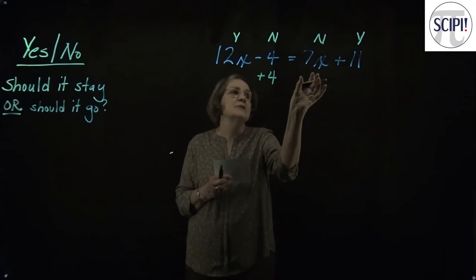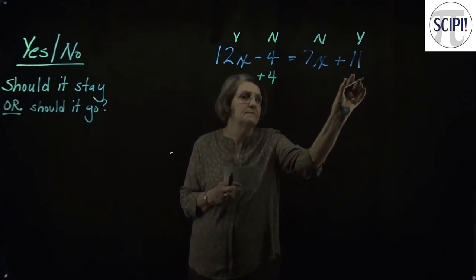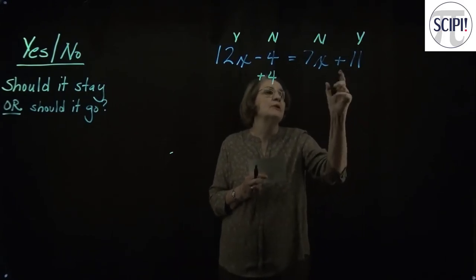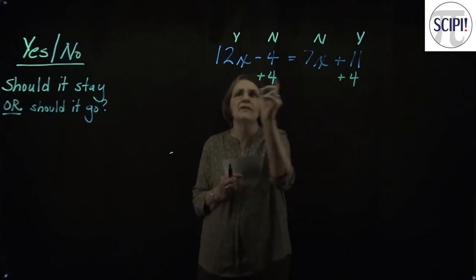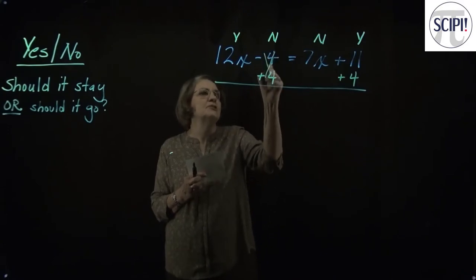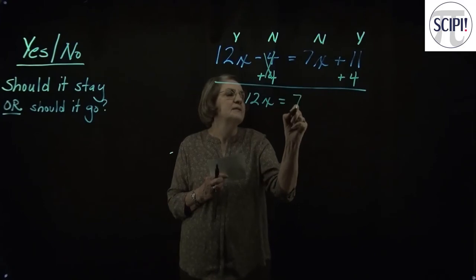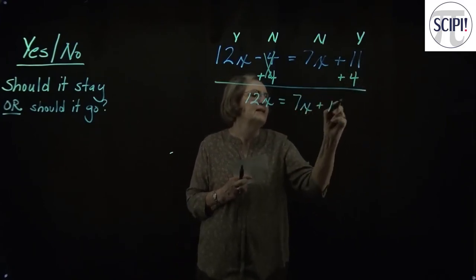Where does it go? Does it go here or does it go here? And I want to know why. Okay, that's excellent. Excellent, Samuel. It's going to go under the 11 because it's a number. It doesn't have a variable with it. So, make sure these equal 0, and they do. So now I have 12x left there. And on this side, I have 7x plus 15.